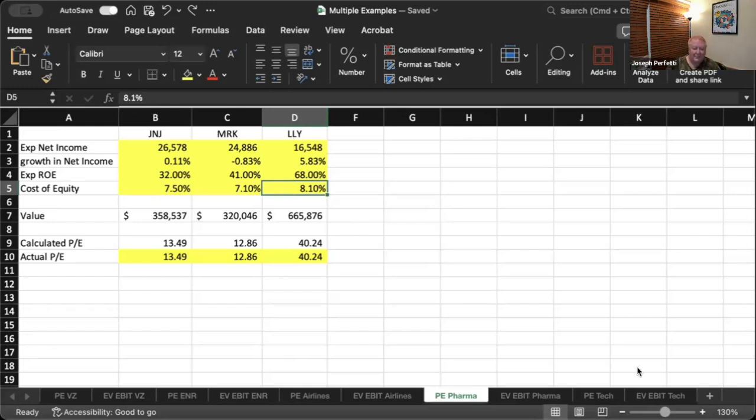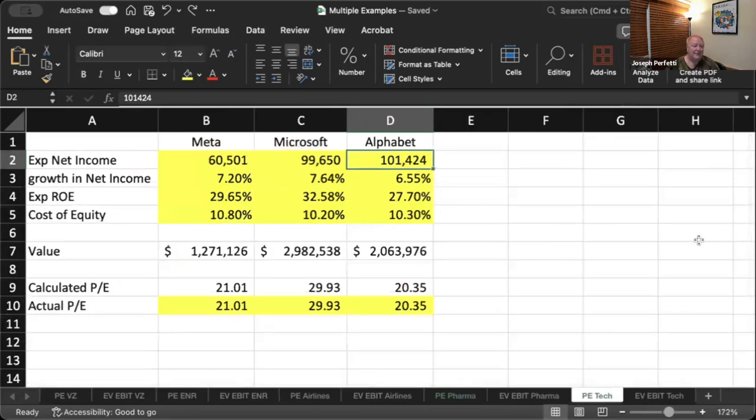Industry number 3, tech firms. Meta, Microsoft, Alphabet / Google. Why is Meta trading at a discount to Microsoft? Meta's trading at a discount to Microsoft. These are both very high growth companies, 7.2% G against 7.6% G. Microsoft's got a higher growth rate. Meta actually has a slightly lower spread.